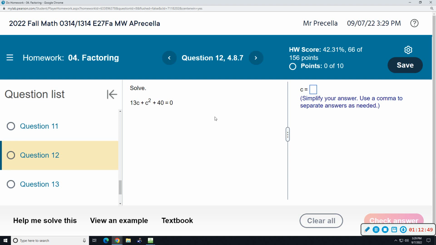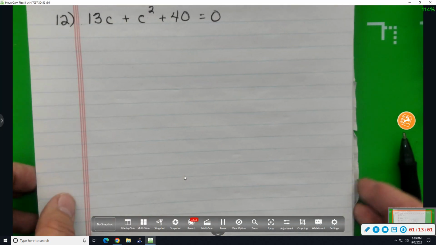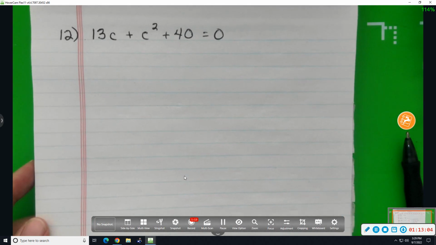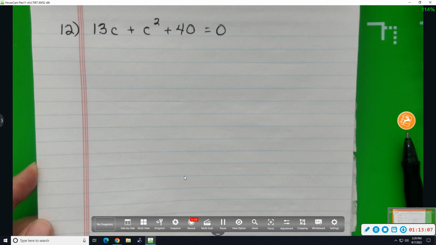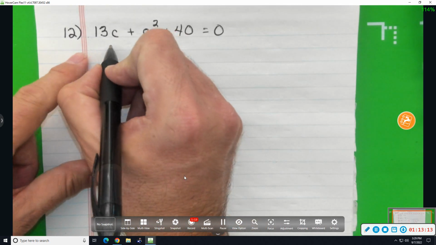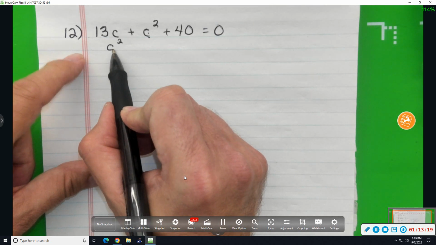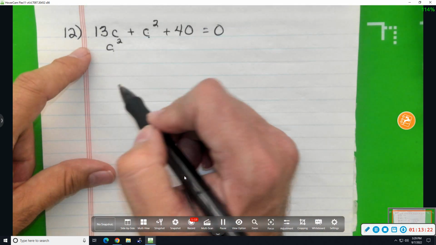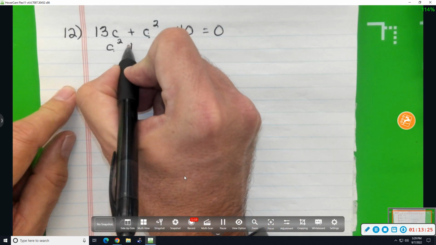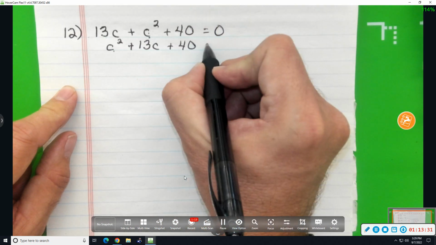So, let's see. Problem 12. Something unusual about this one. What am I thinking is unusual about it? It's not in the right order. It's not in that standard form. How should I rewrite this? Or how do I need to write it? The c squared term should be first. So rewrite it as c squared. Then, am I going to write the plus 13c or the plus 40 next? Yeah, c squared plus 13c plus 40.